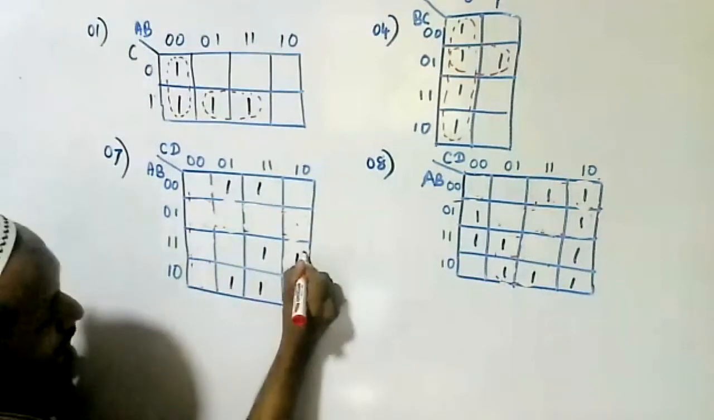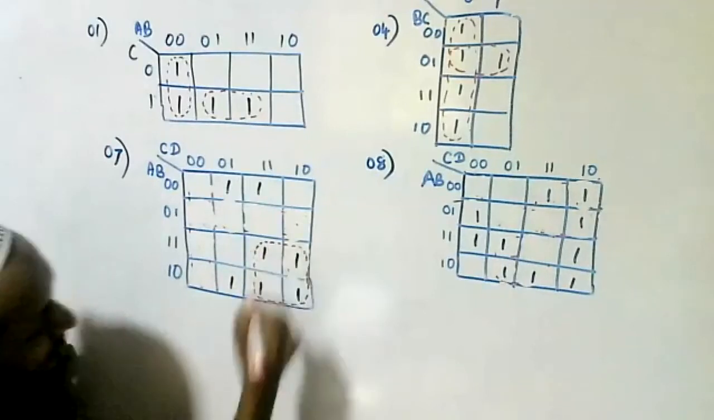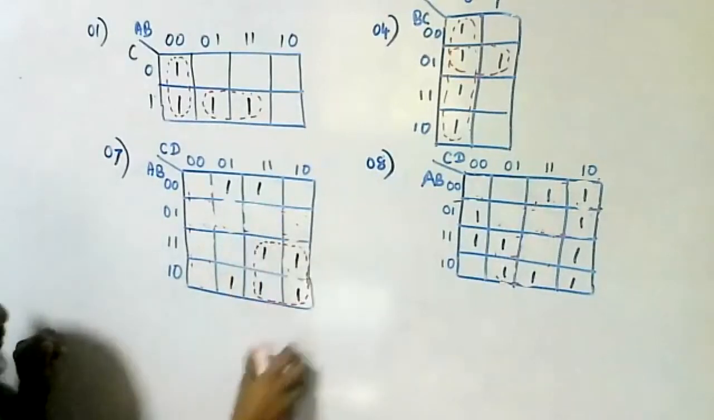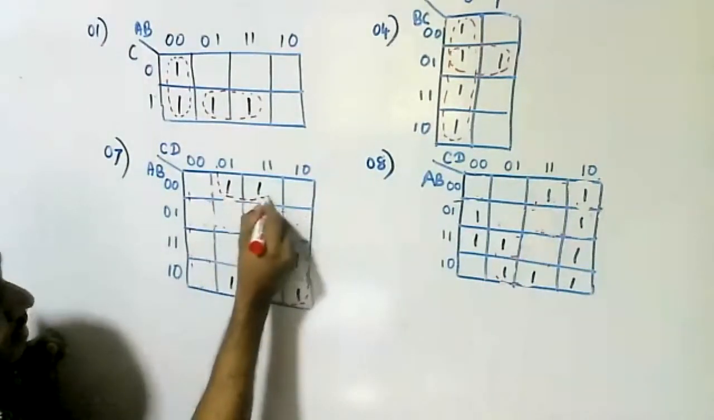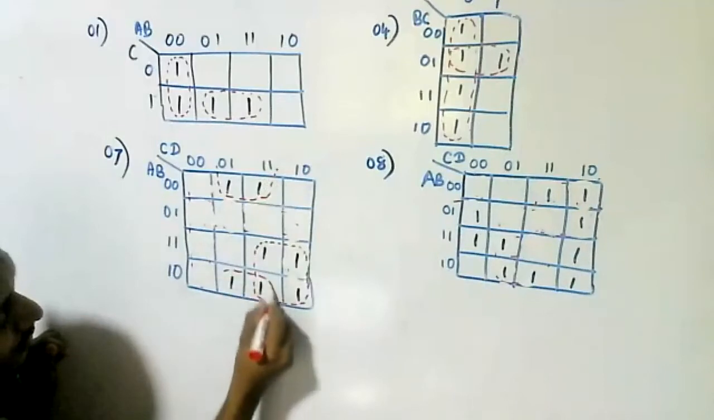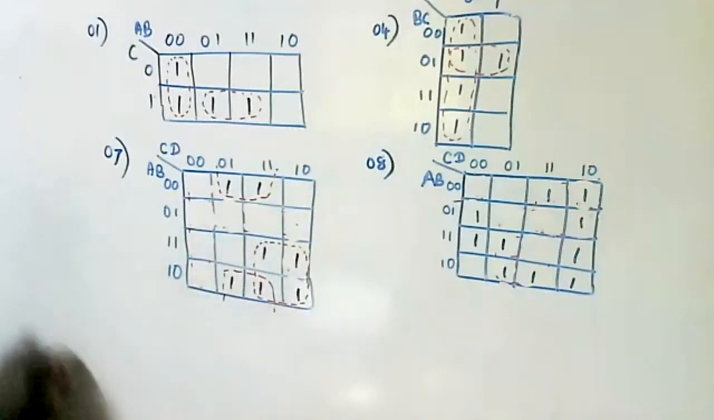Here, 4 ones. Okay, maximum number of ones. Here, 4 ones. Because it is wrapped around, only 2 groups, and in each group 4 ones are there. Raise your hand, those who got correct.